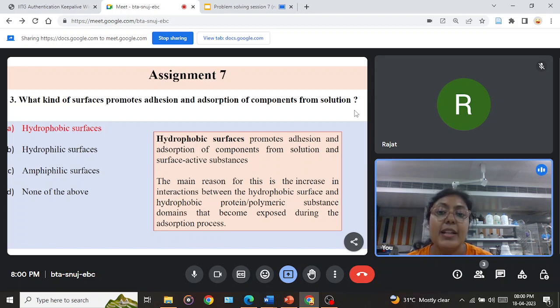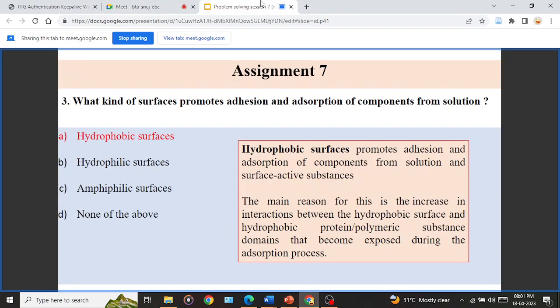So basically hydrophobic surfaces promote the adhesion and adsorption of components from solution as well as surface active substances. Again, hydrophobic surfaces also promote protein adsorption as well. Right. So the correct answer would be option A, that is hydrophobic surfaces. Fine. So we can move on to the next question if there is no doubt.